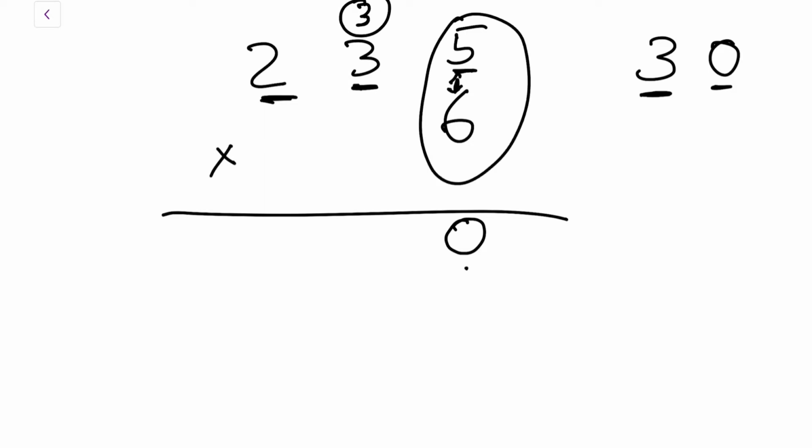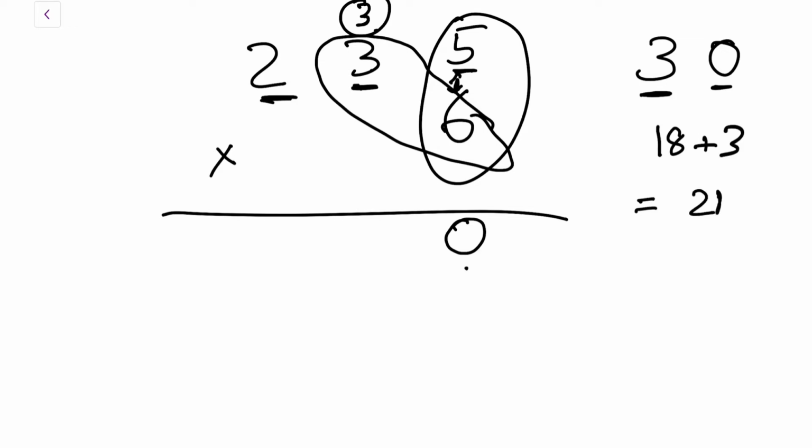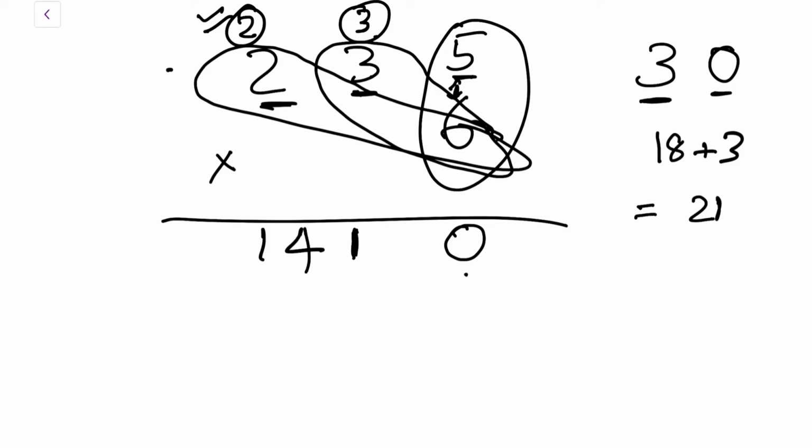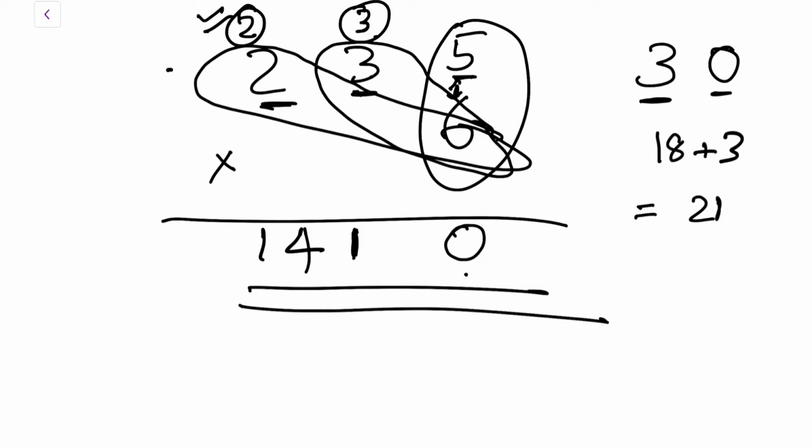The next step is to multiply 6 with 3. 6 into 3 is 18. But you also have 3 carried over, so 18 plus 3 is 21. We put 1 here and carry over 2 to the hundreds place. The final step is to multiply 6 with 2. 6 into 2 is 12, and 12 plus 2 is 14. Since we don't have any other digit, we write 14 as it is. So that's your answer, 1410.